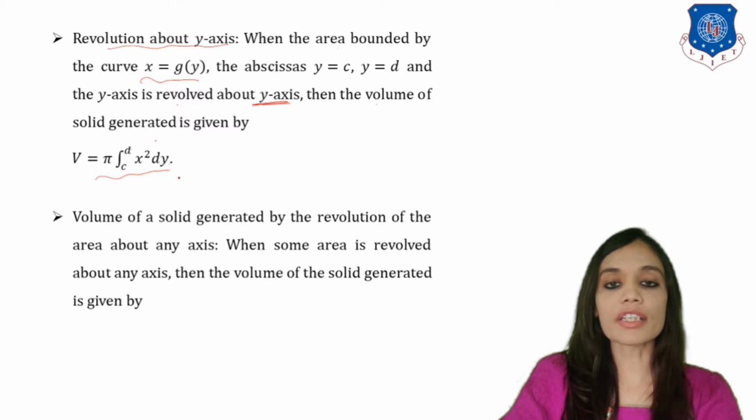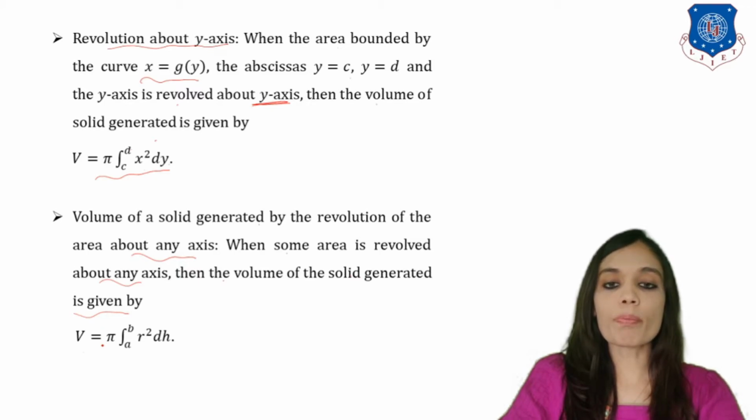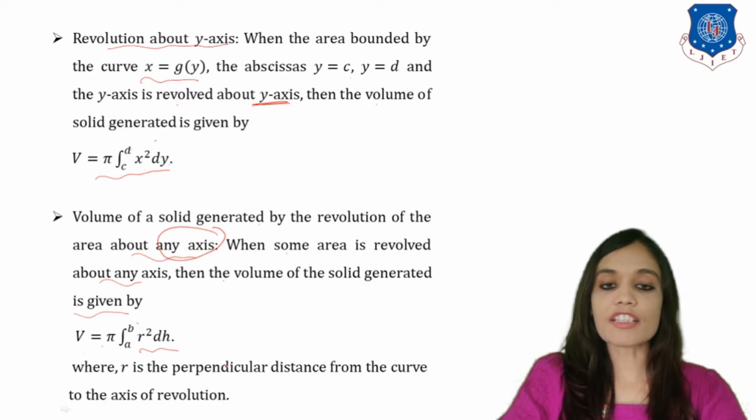So now let us study the volume of solid generated by revolution about any axis. When some area is revolved about any axis, then the volume of the solid generated is given by V equals pi times integration from a to b r square dh, right? So this is the formula to find the volume of a solid generated by revolution about any axis, where this r is the perpendicular distance from the curve to the axis of revolution.